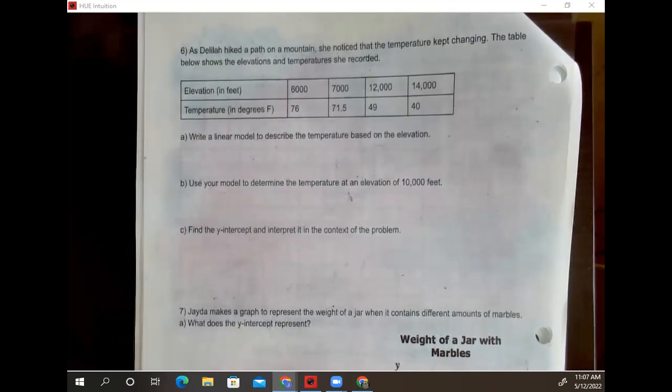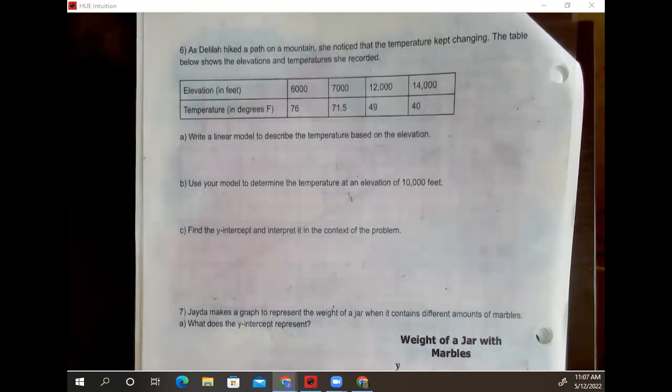For number 6, we have a table here. It says as Delilah hiked a path on a mountain, she noticed that the temperature kept changing. The table below shows the elevations and temperatures she recorded. Write a linear model to describe the temperature based on the elevation.